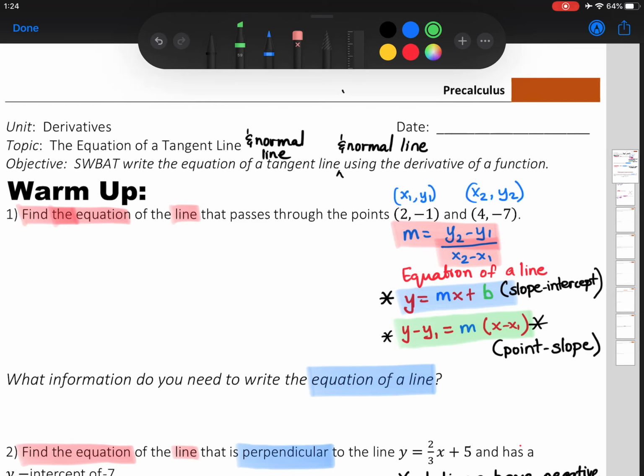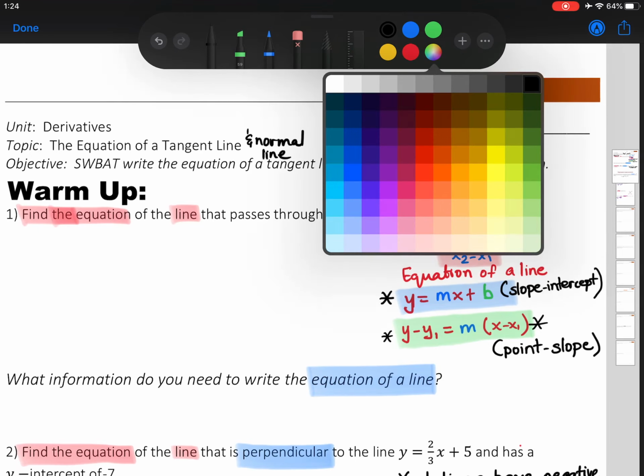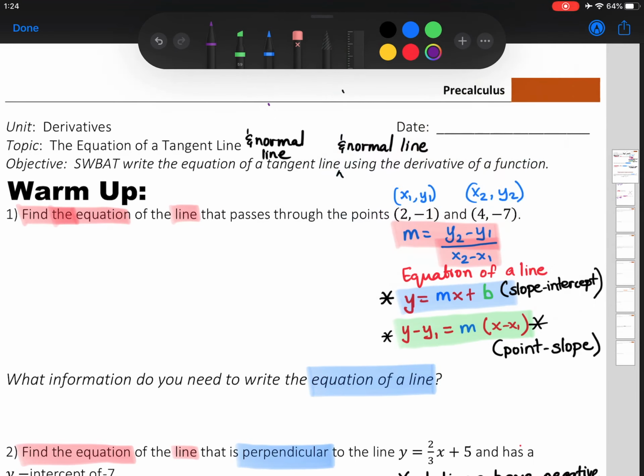So as long as you have a point and you know the slope of that line, you can write the equation. So it's giving us 2 points for the warm-up, and it's asking us to find the equation of the line that passes through these 2 points. So let's do this. I'm going to find my slope, which is m. I already labeled my coordinates, so it's going to be -7 minus -1 over 4 minus 2, which is -6 over 2, which is -3. So my slope is -3, right?